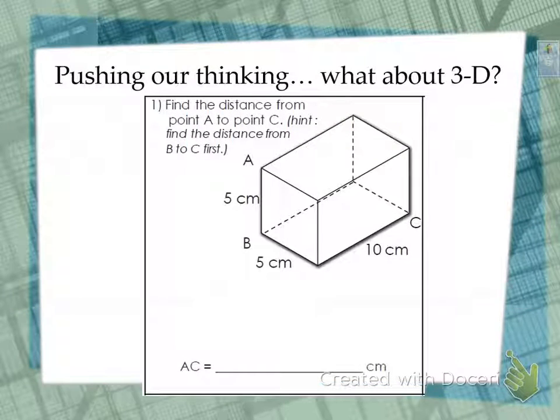All right, welcome back. Let's get started on some 3-dimensional shapes here. Find the distance from point A to point C. Hint, find the distance from B to C first. So if I look here, it appears that point C and point A are diagonal from each other. So it appears as though I will probably be finding the hypotenuse of my right triangle.